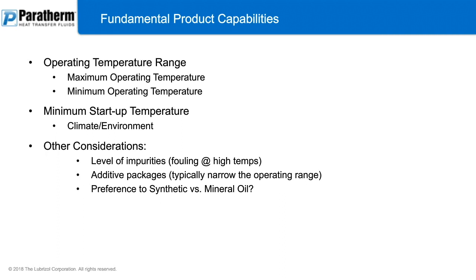Some other fundamental considerations you need to have behind the products you're looking at: level of impurities. We talked about why quality and lack of impurities in a mineral oil heat transfer fluid are so important. So you need to make sure you're looking at the fouling aspects of the impurities. If you have a fluid that starts off with a darker color and has a lot of impurities in it, a group 1 based fluid, that's going to cause fouling problems at higher temperatures. So that's a fundamental product capability.